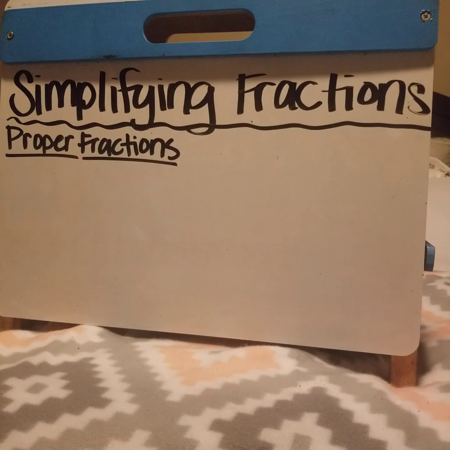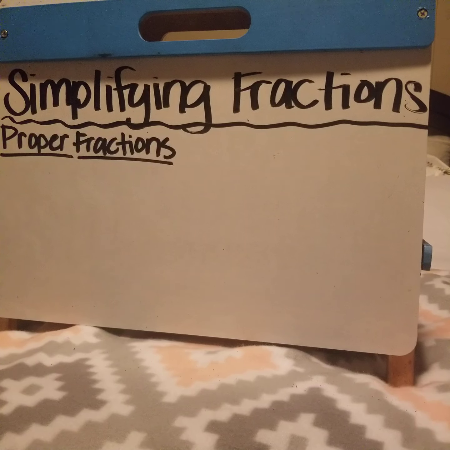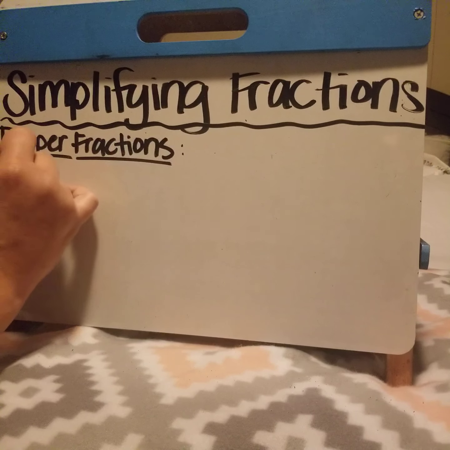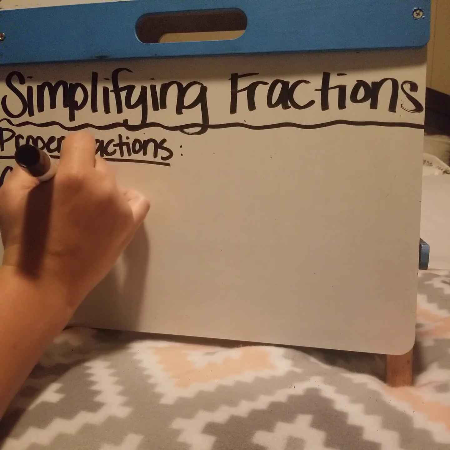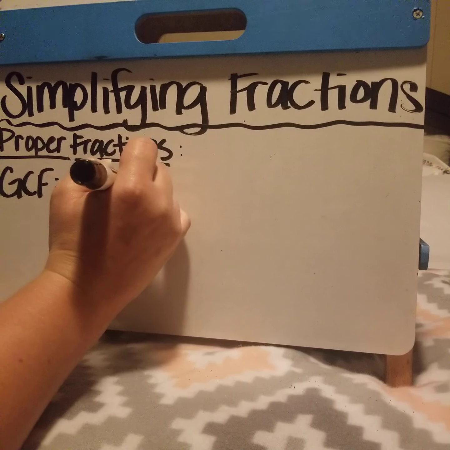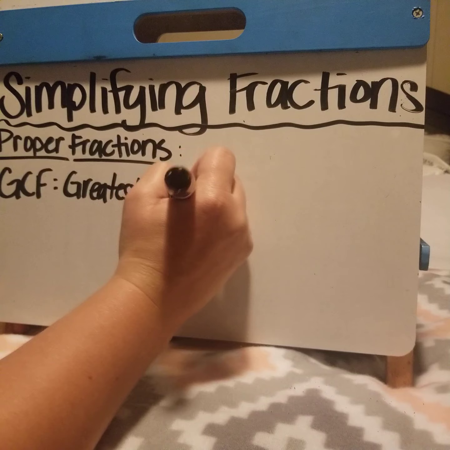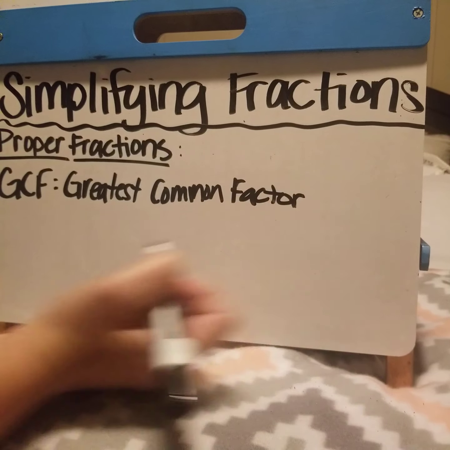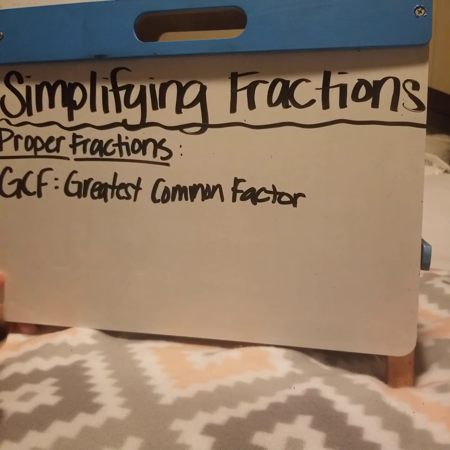So to start, we're going to do proper fractions, which means that the numerator is less than the denominator, because you remember your denominator tells you how much is in your whole, not so much how many pieces you have. That's your numerator, okay? So for proper fractions, what we're going to use is our GCF, which is the greatest common factor. Okay, so to find the greatest common factor, we have to do factor trees.